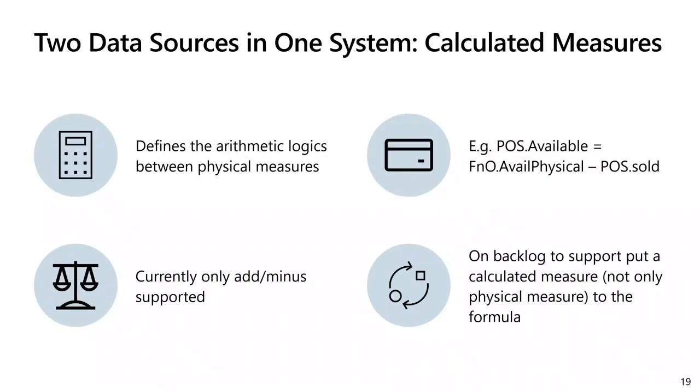And now we are introducing the concept of calculated measures, which is designed to manage data across different data sources and store the relationship results into one single value. A calculated measure defines the arithmetic logic between different physical measures. For example, we can define a new calculated measure called POS.available, which equals available physical from F&O subtracts the POS sold.